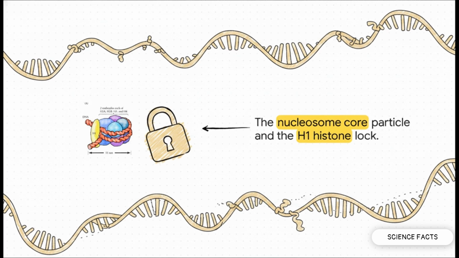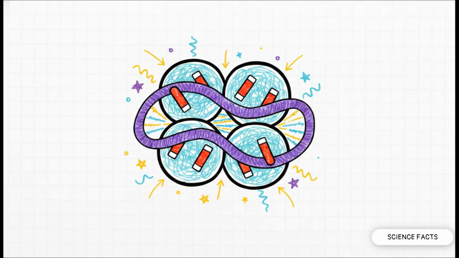But to keep that thread from just unspooling, the cell uses a very specific lock. Enter the H1 histone. When this H1 histone clips onto the structure, locking 2 full turns of DNA, or 166 base pairs, perfectly into place, this entire locked-down spool is what we call a chromatosome. Okay, but you might be wondering, how do these proteins grip that DNA thread so tightly in the first place? Well, it all comes down to the biochemistry.